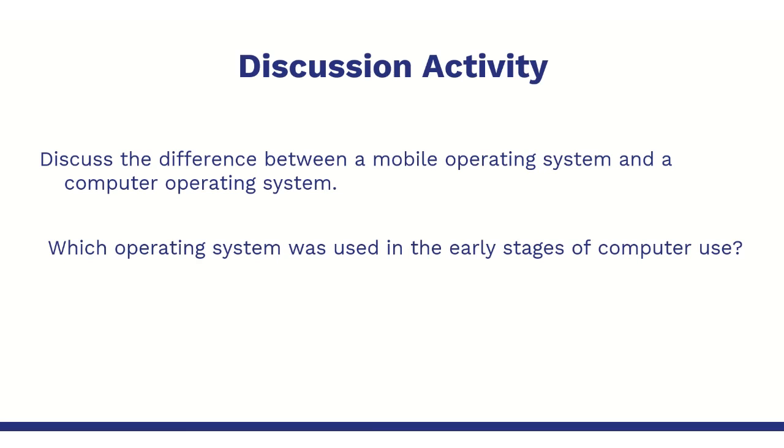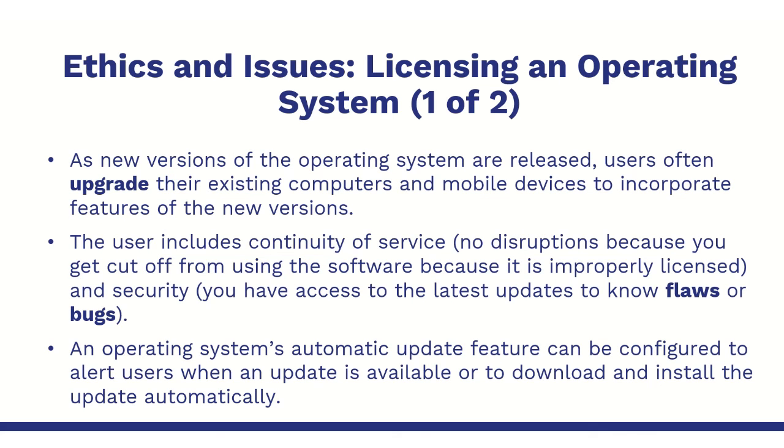At this point, we can discuss the difference between a mobile operating system and a computer operating system. Which operating system was used in the early stages of computer use? Like any other introduction to computer topics, ethics takes a big place here. As new versions of the operating systems are rolled out, users often upgrade their existing computers and mobile devices to incorporate features of the new versions.